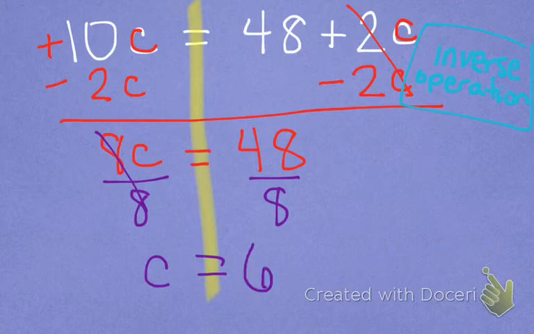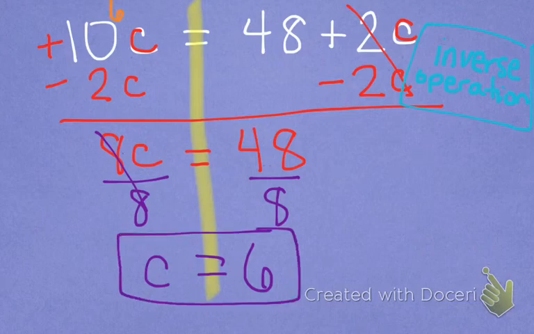The last thing you need to do, or may want to do, is just check your answer. So on the very first line, I'm going to plug in 6 wherever I see a c. So 10c, that's 10 times 6, which is 60. On the right, I plug it in for c. That's 2 times c, which is 12. Don't forget to add the 48, and that gives me 60. So we have 60 on the left and 60 on the right. We know we solved it, and we're done.